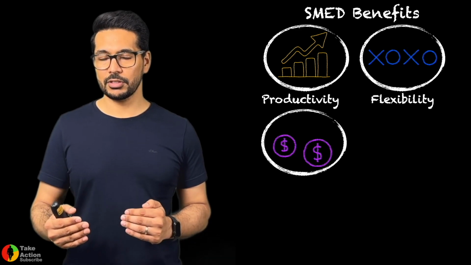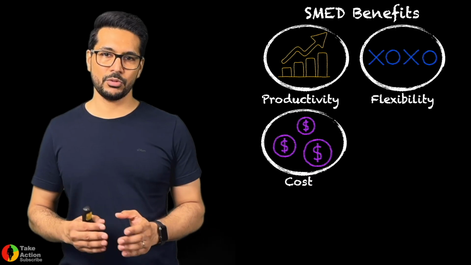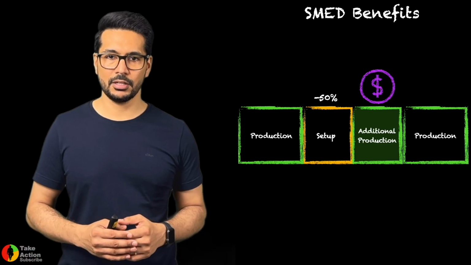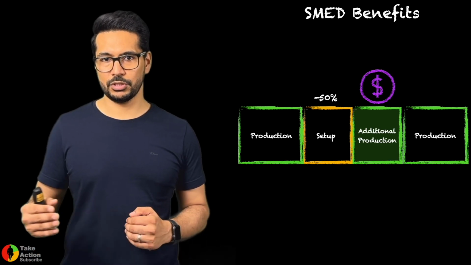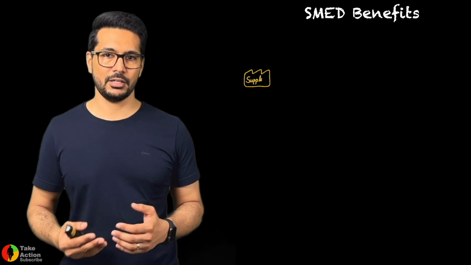The third benefit is the cost. If we have reduced, for example, 50% of our setup time, in this saved time we can produce more parts. So the number of people in the line is the same, and we are producing more parts. So we have reduced our direct and indirect costs there.